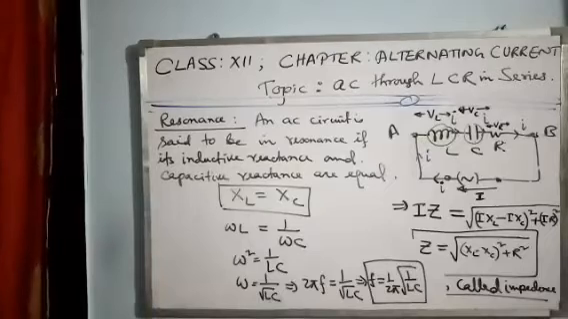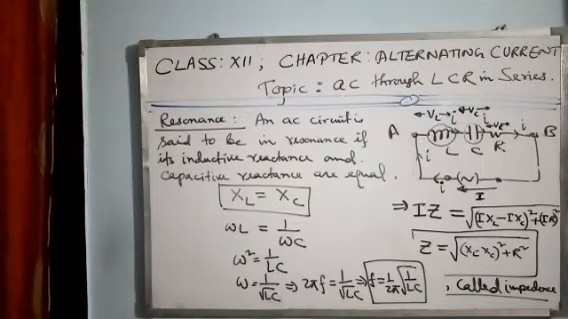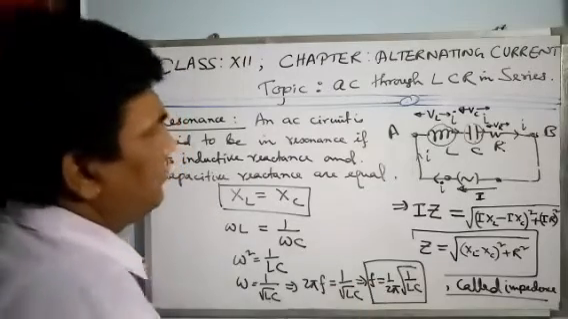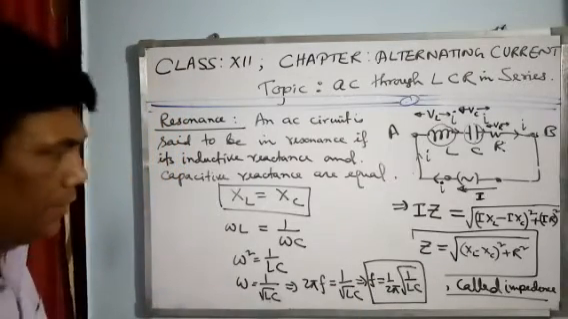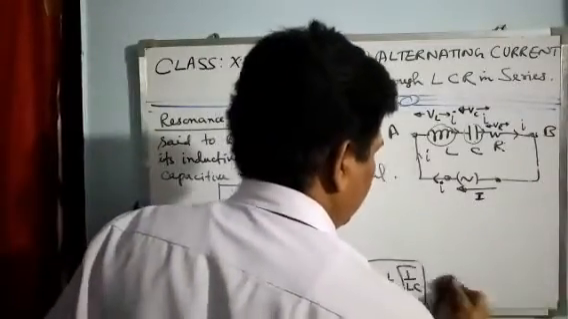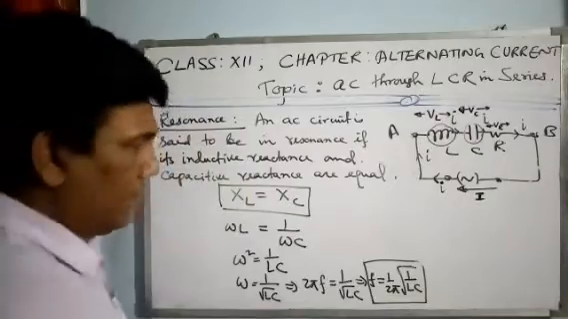You write down all these things. Here f is called the resonance frequency. This frequency is called the resonance frequency.